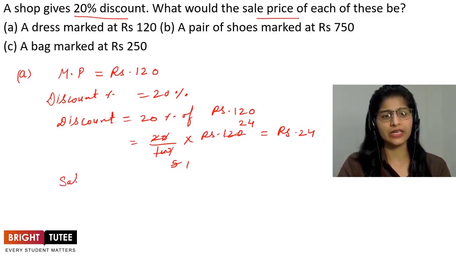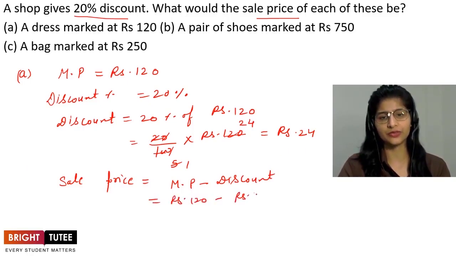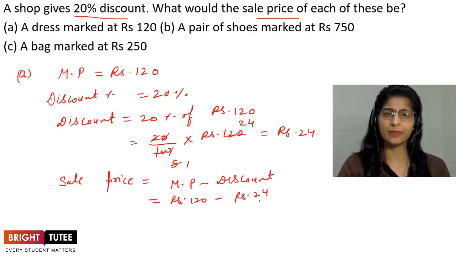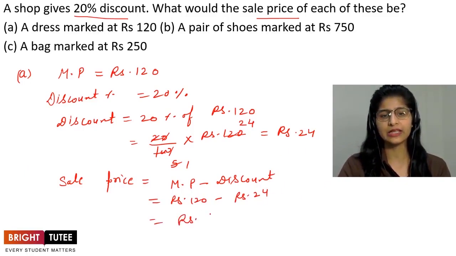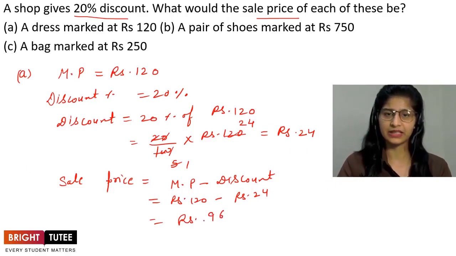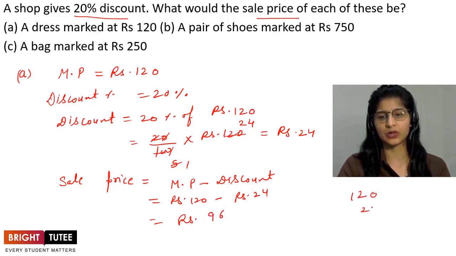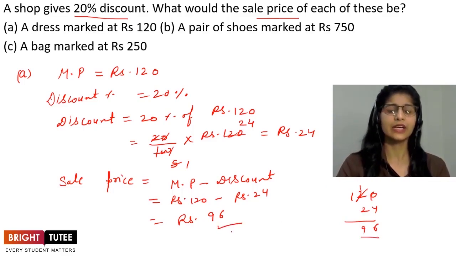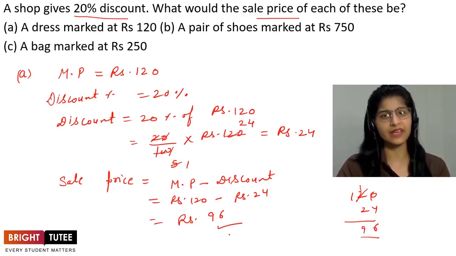So the discount is 24. Sale price will be equal to, always you have to write the formula, sale price is marked price minus discount. What is the marked price? Rupees 120 minus rupees 24. So from 120, if you subtract 24, what amount will you get? 96. Clear? 10 minus 4 is 6, 11 minus 2 is 9. Right? So 96 is the sale price in the first part of the question.